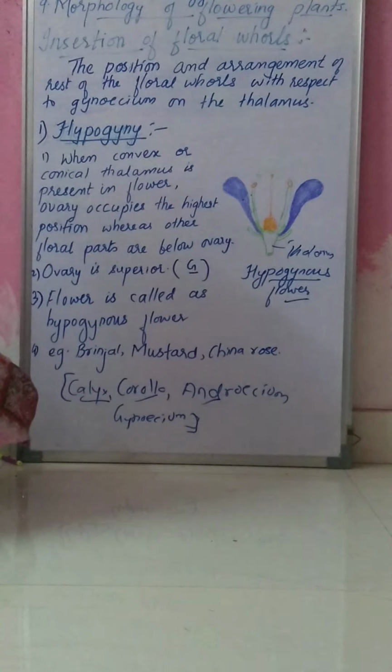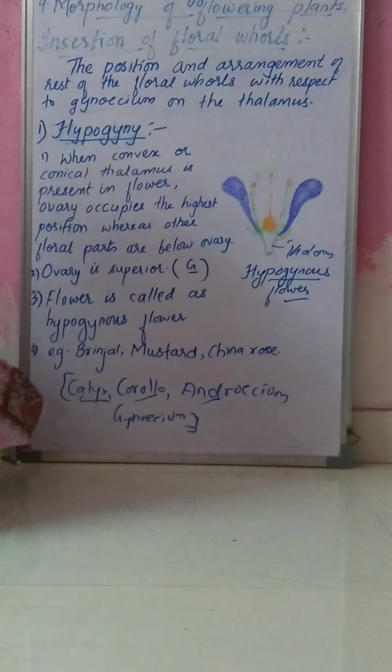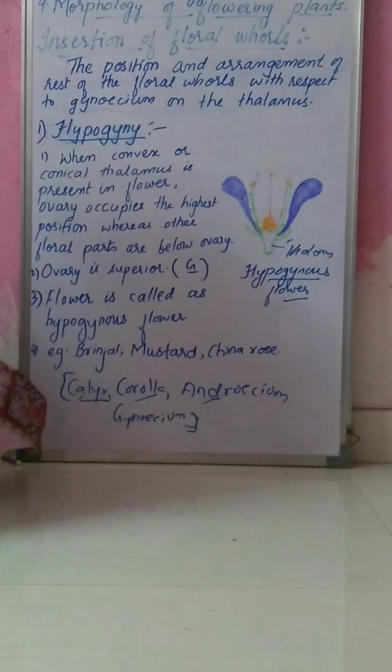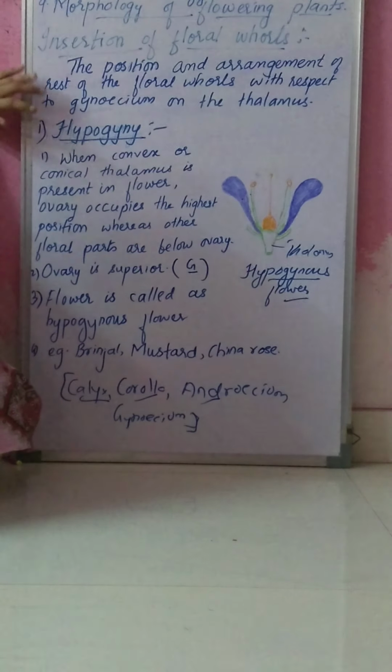Now students, you can see everything I have written note-wise, in the form of notes. So you can make a note of this and study it. See, everything I have written in points. This will be helpful for you to make notes of this answer and study it in an easy way. Okay. So in insertion of floral whorls, the first type is known as hypogyny.